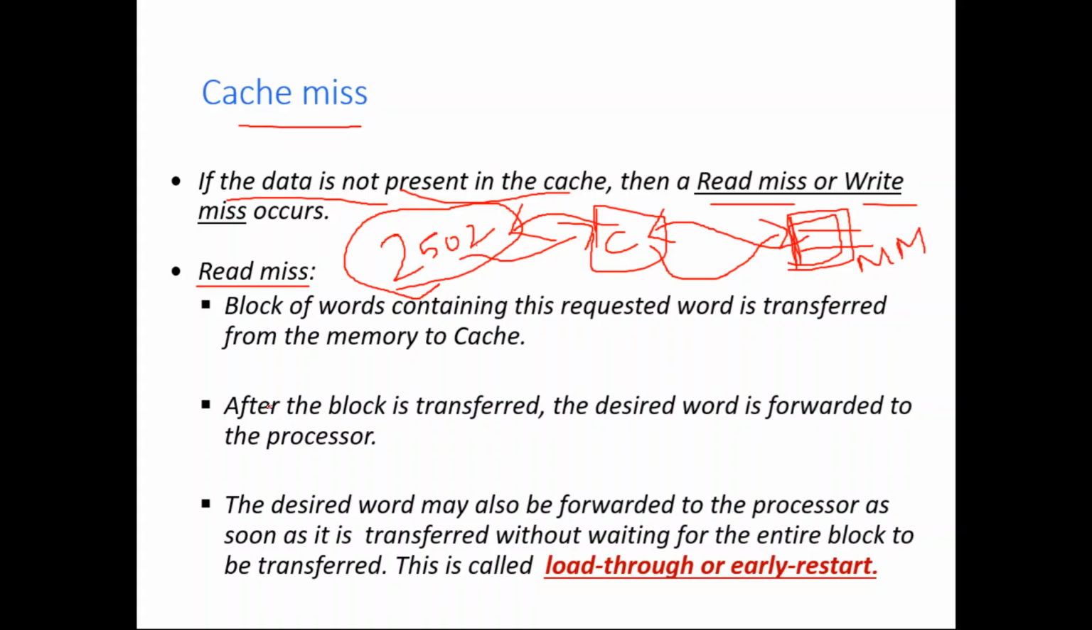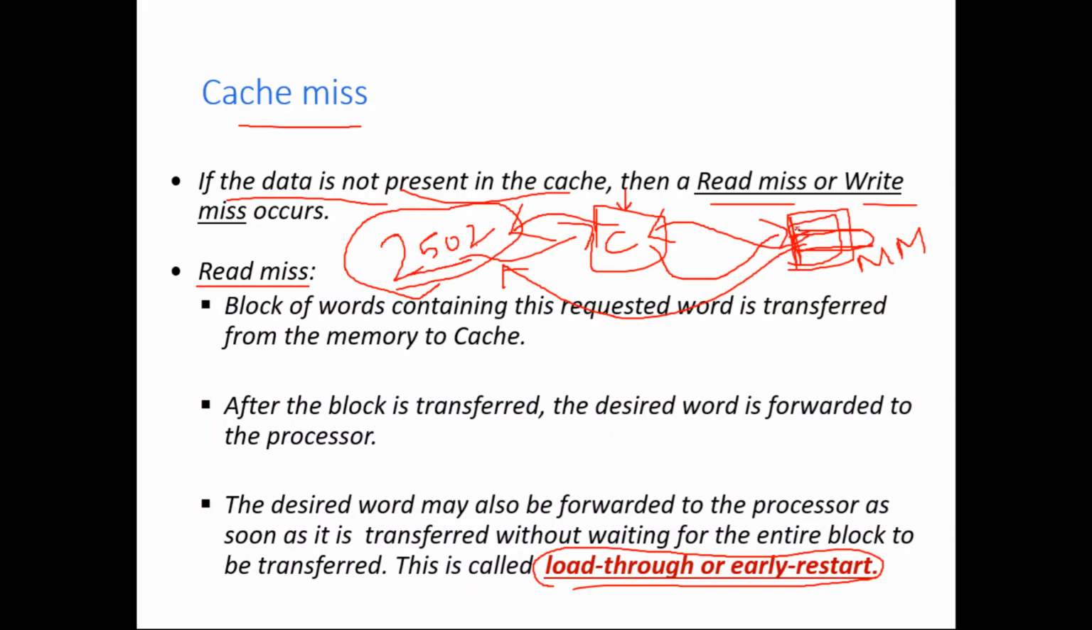But there is another way also. There is something called load through or early restart. The CPU says that it wants the content of 2502, but that is not available in the cache. Now we check the main memory. If that particular word is available in the main memory, then immediately transfer that word to the processor. Don't first transfer the block to the cache and then transfer the word to the processor. That is a slow process. So the second method says that once you find the word, just directly send it to the processor.